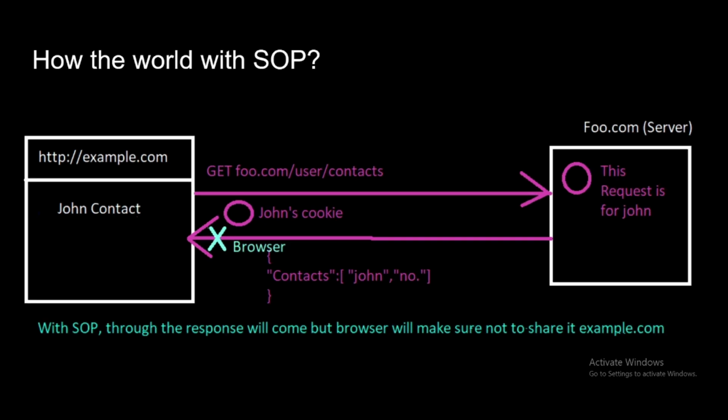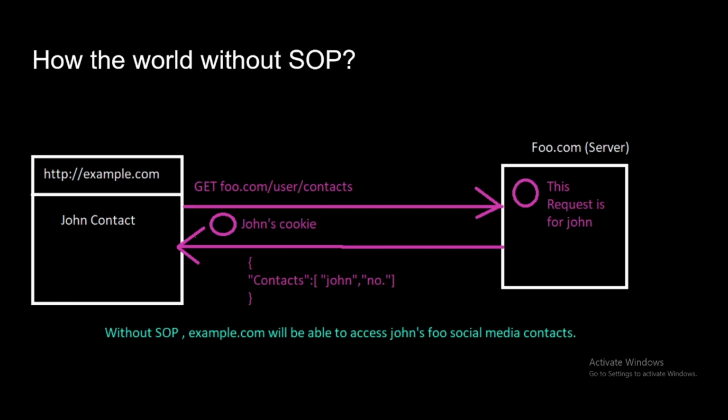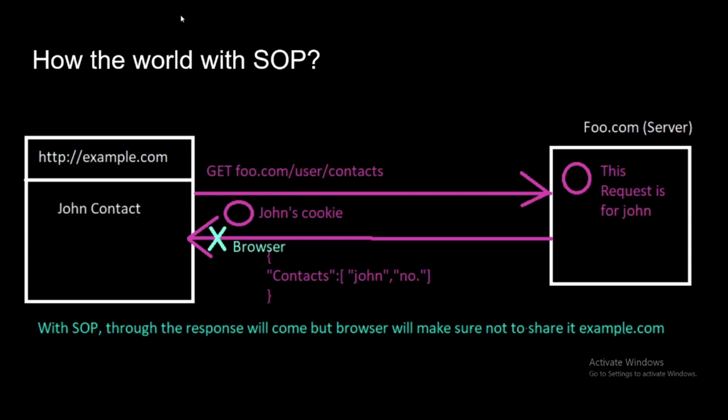Now, the world with SOP. Previously, the browser was allowing the response to be seen by the client. But when we implement SOP, the browser will not allow it. It means other websites, rather than those in the same origin as foo.com, can't see the response, which means our details are protected. So that is the world with SOP, which gives some protection to our details. With SOP, though the response will come, the browser will make sure not to share it with example.com.